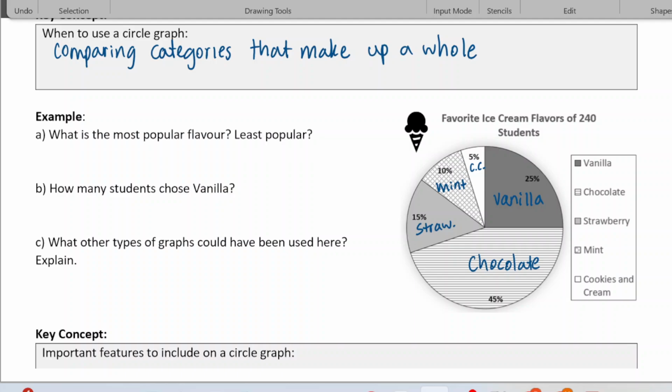And one thing that's really nice in the title here, we have 240 students. So we know how many students have been surveyed. And then what the circle graph does is just shows us the percentages of that total. So each sector, that's what we call each part of the circle graph, the bigger it is, the larger percentage of the total that it's representing. So by seeing which sector is the biggest, we can see the most popular flavor. And so we see the biggest one is chocolate here at 45%.